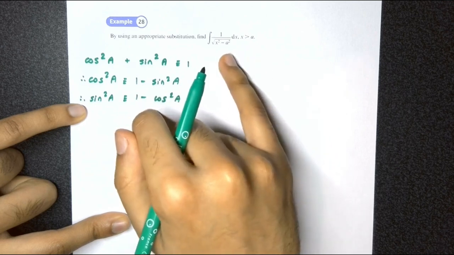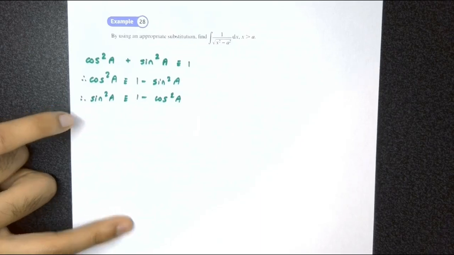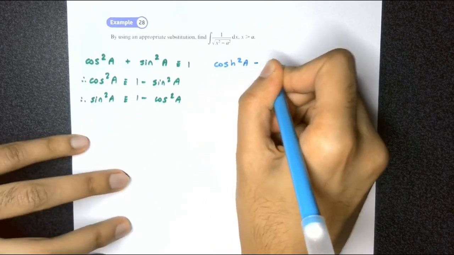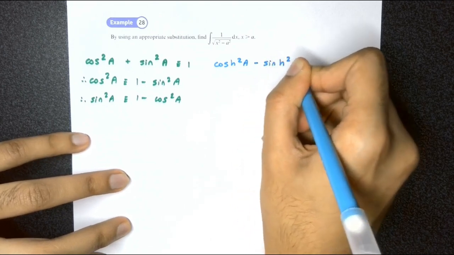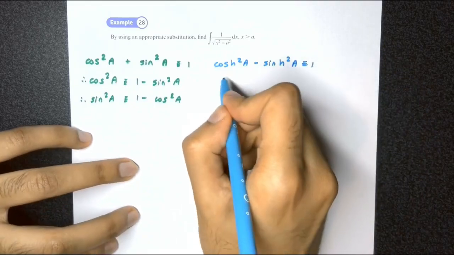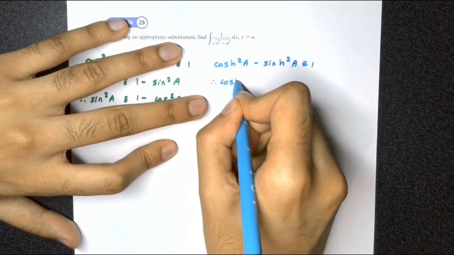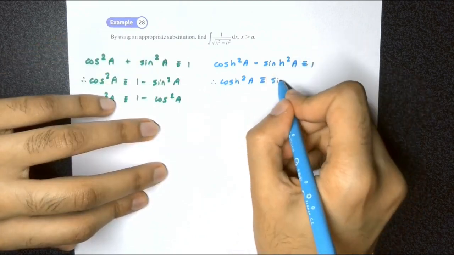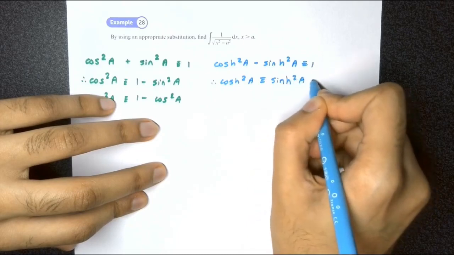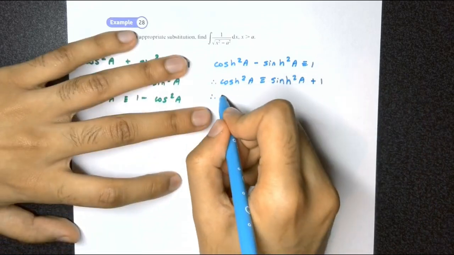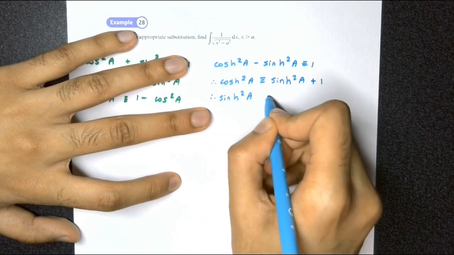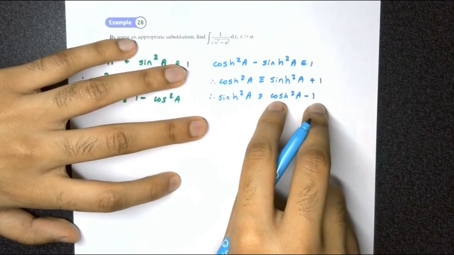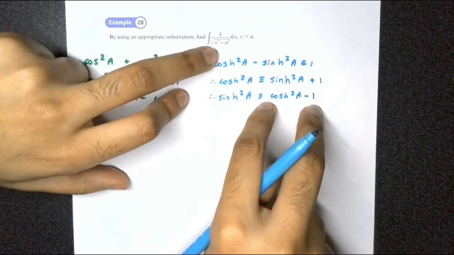Well, none of these match up nicely, so what we have to do instead is think about the corresponding hyperbolic identities. Of course, we've got hyperbolic cosine squared minus hyperbolic sine squared, and that's because of Osborne's rule, is equivalent to 1. And if we rearrange from here, hopefully here you can see hyperbolic cos squared is equivalent to hyperbolic sine squared plus 1, and what we can also see is hyperbolic sine squared is equivalent to hyperbolic cos squared minus 1. And you can see over here this particular identity matches nicely with what's under the square root.